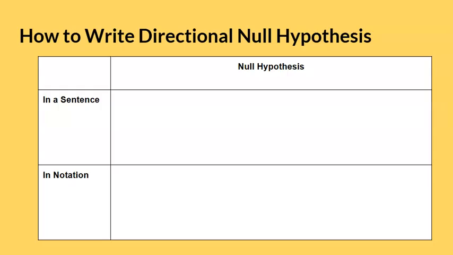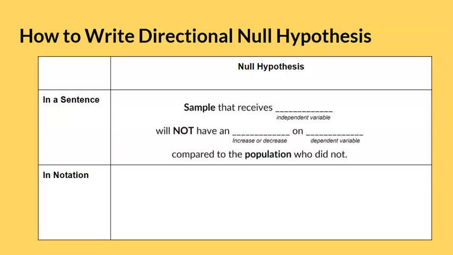Writing the directional version of the research hypothesis is the hard part. Once that is written, the null hypothesis is much simpler. Recall that the null hypothesis is predicting that nothing will happen. In a directional null hypothesis, you are saying that there will not be an increase or decrease as specified from the research hypothesis. You will simply add the word not into the null hypothesis statement.